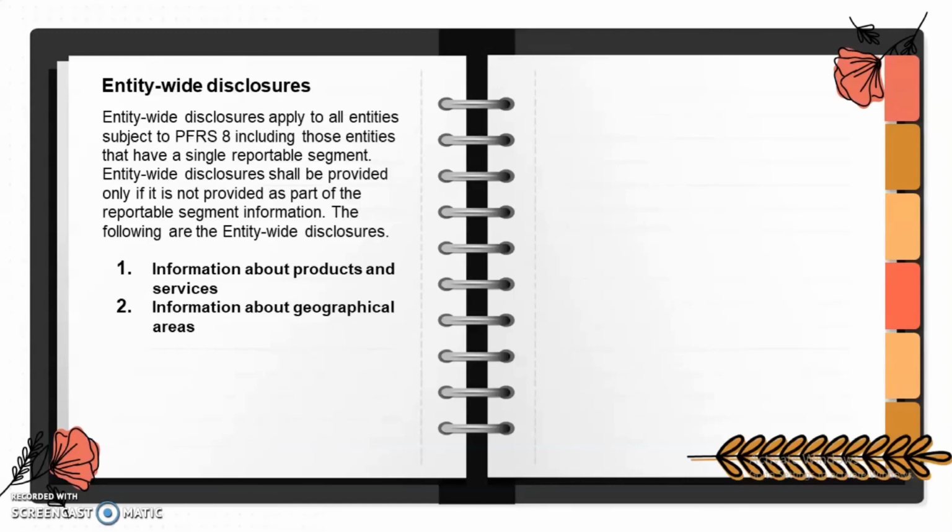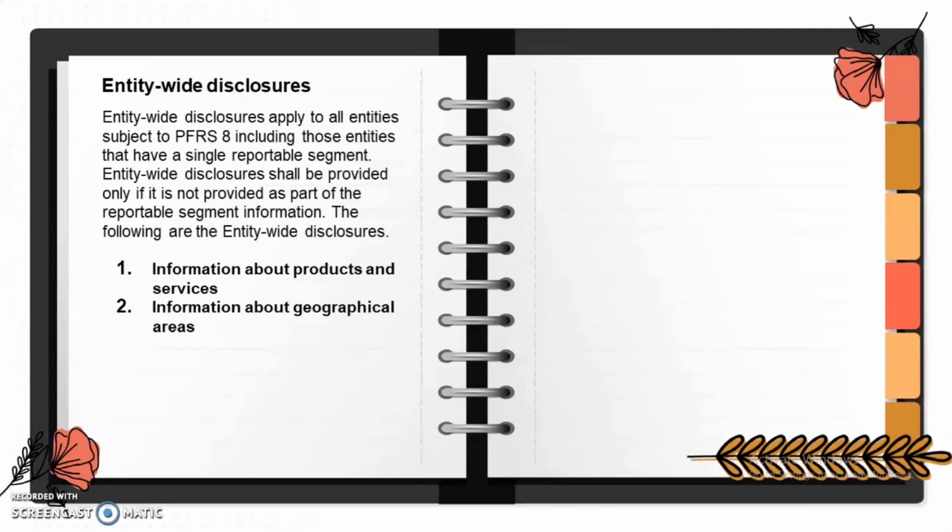Now let's move on to entity-wide disclosures. Under entity-wide disclosures, there are 3. The information about products and services, where an entity should report the revenue from external customers for each product and service, unless the necessary information is not available and the cost to develop it would be excessive, in which case, that fact shall be disclosed.